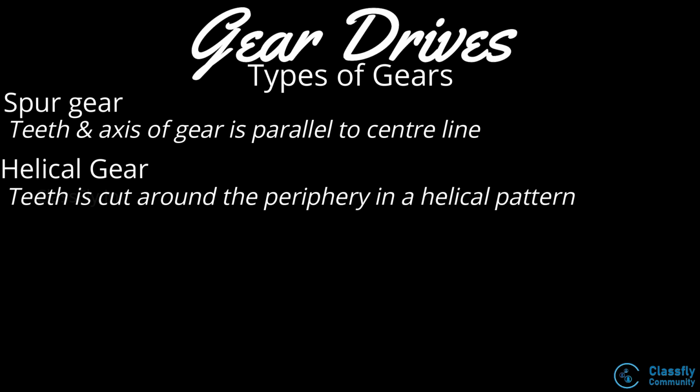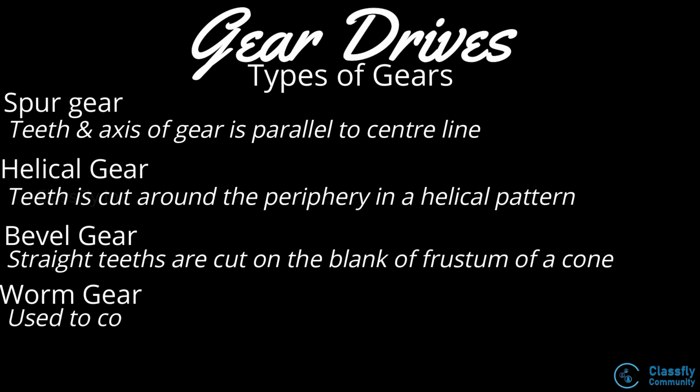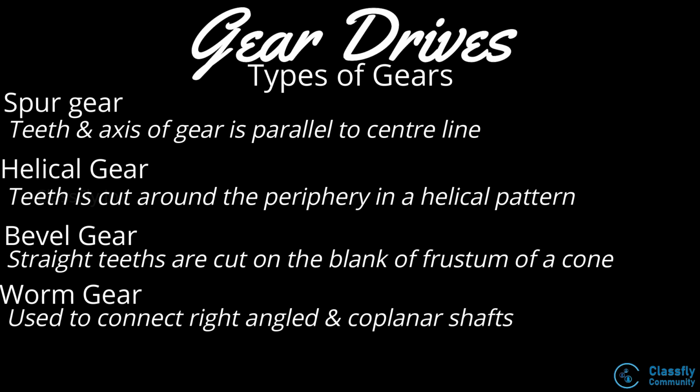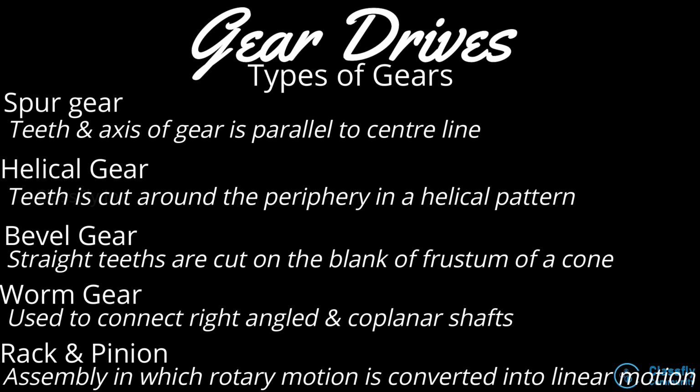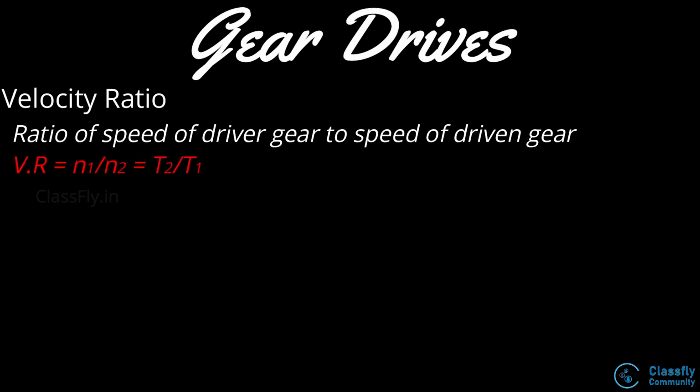helical pattern, and then the bevel gears in which straight teeth are cut on blanks of a frustum of a cone, the worm gear which is used to connect right angle and non-coplanar shafts, and then the rack and the pinion where it is an assembly in which the rotary motion of the pinion is converted into the linear motion of the rack.